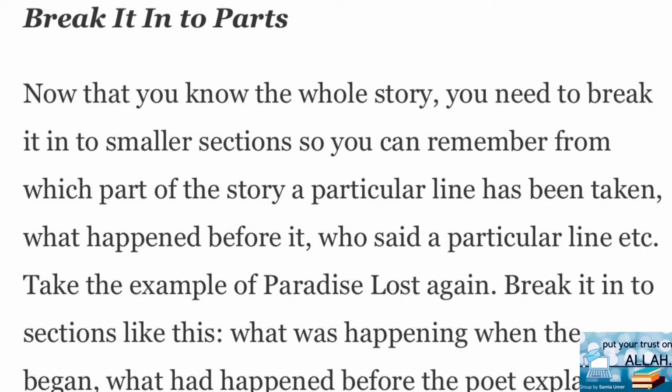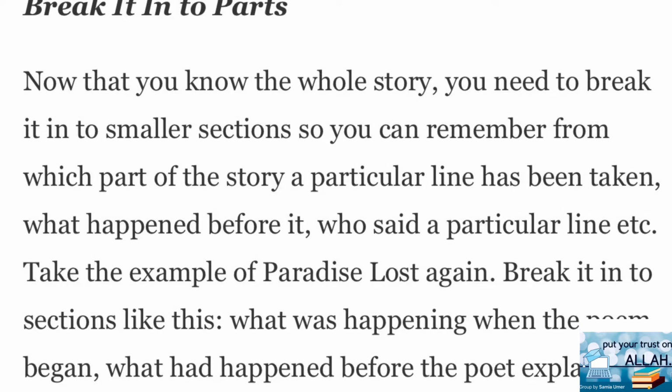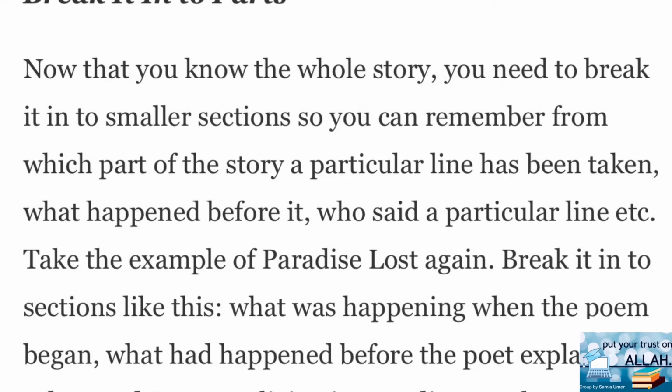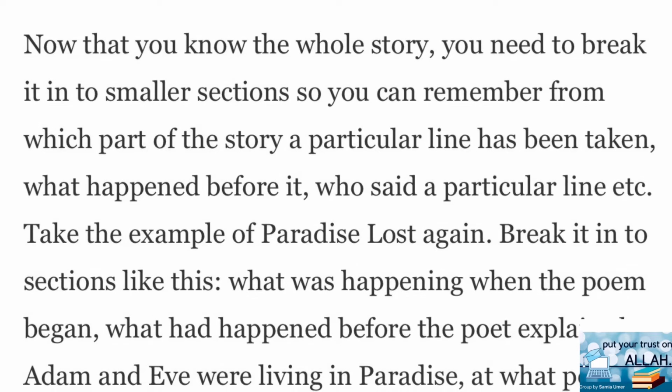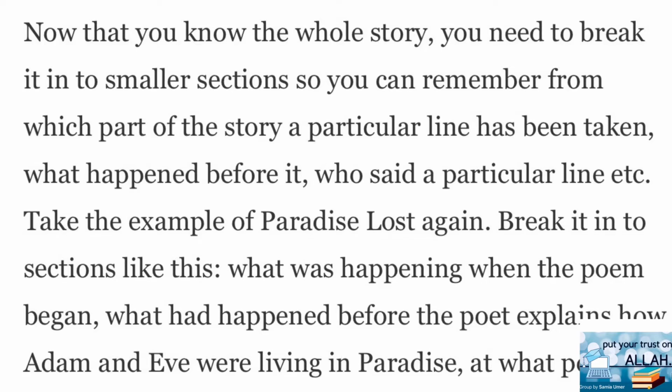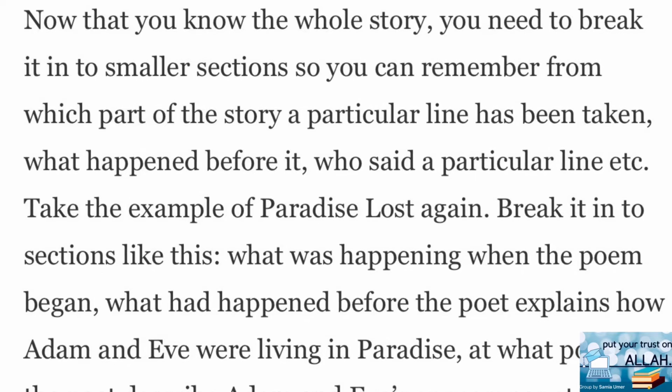Now that you know the whole story, you need to break it into smaller sections so you can remember from which part of the story a particular line has been taken, what happened before it, who said a particular line, etc. Take the example of Paradise Lost again. Break it into sections like this.